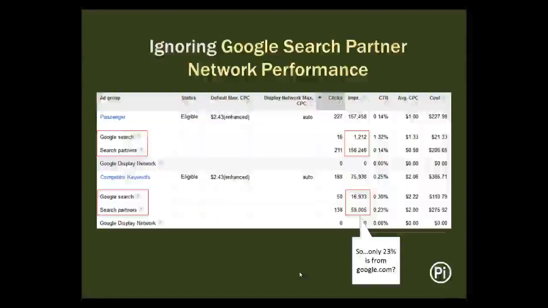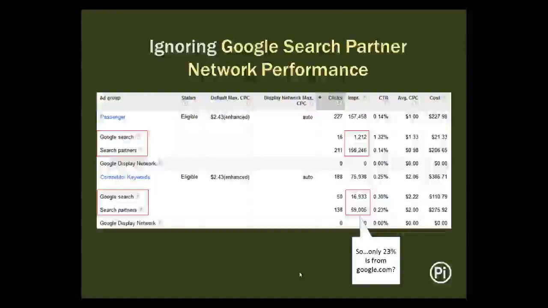And number 10 for Google, ignoring Google Search Partner Network performance. This is one that a lot of people forget about, especially if they're new to the PPC game and they just start digging around. This is not something they often dig into. So the difference between a Google search and a search partner is that Google search is google.com. You go there, you type something in, you hit go. That is all things that occur on google.com.